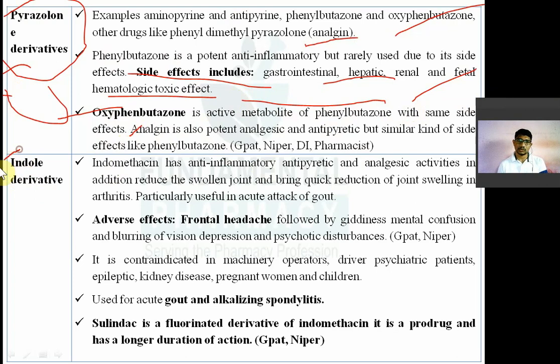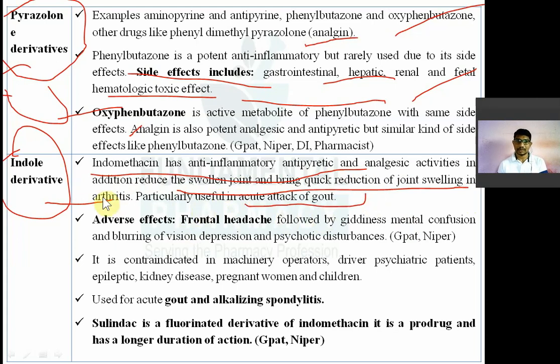The next category is known as indole derivatives. So you have indomethacin over here, an indoleacetic acid derivative. Indomethacin has anti-inflammatory and analgesic properties. It brings quick reduction in joint swelling in arthritis, and is particularly useful in the acute attack of gout. Gouty arthritis में इसका use है.